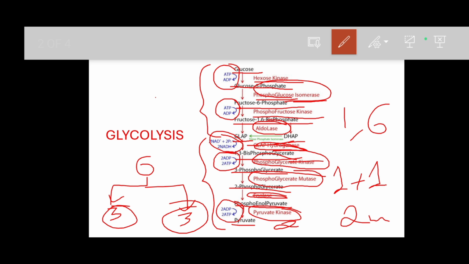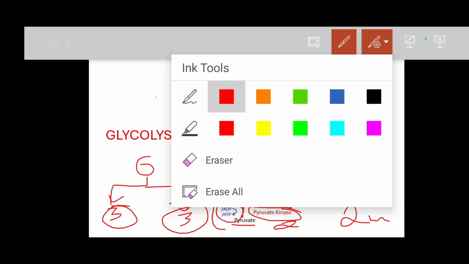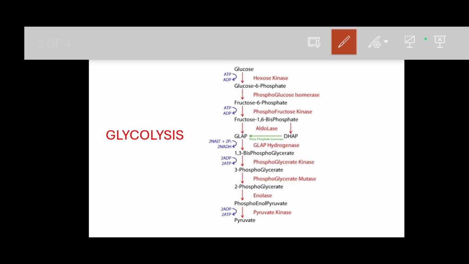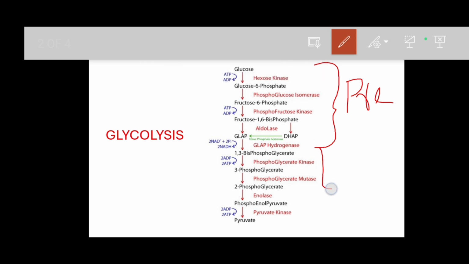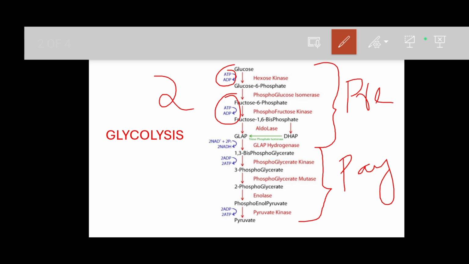Basically, glycolysis is divided into 2 stages. The steps from here to here are called the preparatory phase, and the steps from here to here are called the payoff phase. The preparatory phase prepares the glucose to enter the processes of glycolysis. Here, 1 mole of ATP, another mole of ATP, so a total of 2 moles of ATP are utilized.